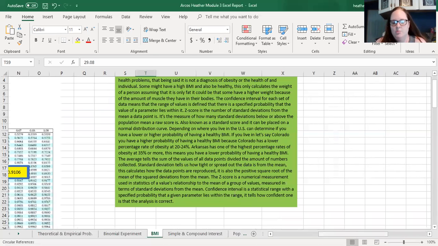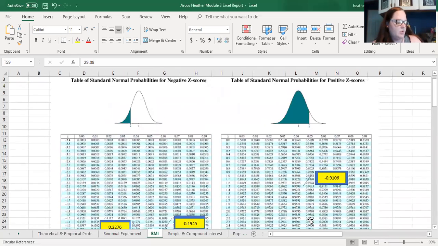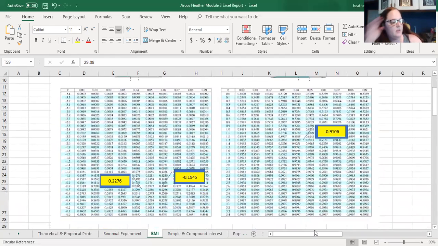Okay, let's move on to BMI. All right. BMI is someone's weight in kilograms divided by the square of their height in meters. A high BMI can indicate body fatness. It can be used to screen for weight categories that may lead to health problems. That being said, it's not a diagnosis of obesity or the health of an individual. Some might have a high BMI and also still be healthy.